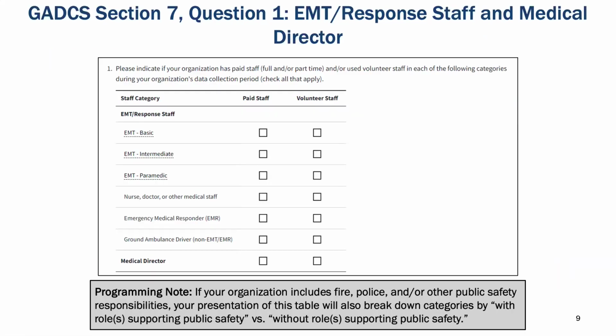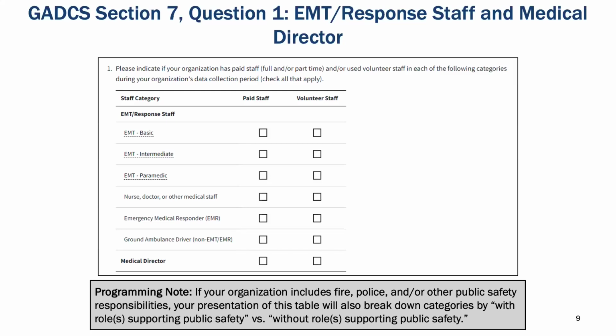Thanks, Sarah. Now moving on to the questions in Section 7. Section 7, Question 1 asks you to report whether your organization has staff in different EMT response categories using a set of checkboxes like this. Labor categories are represented in each row. The two columns are meant to capture whether you have paid or volunteer staff in each category. Note that instead of reporting a count of how many staff members fall into each category, you will simply check off whether you have any staff members for each.